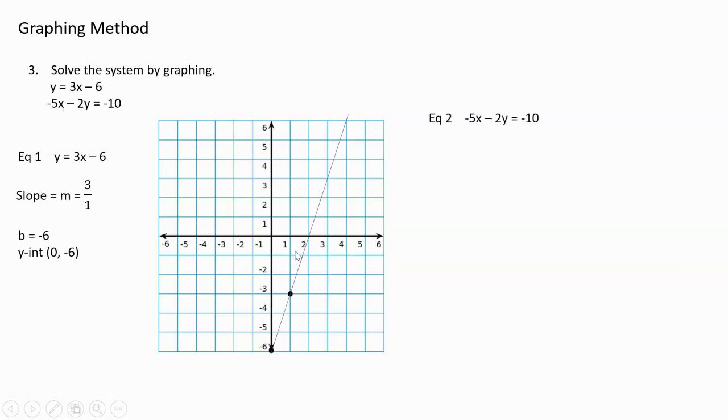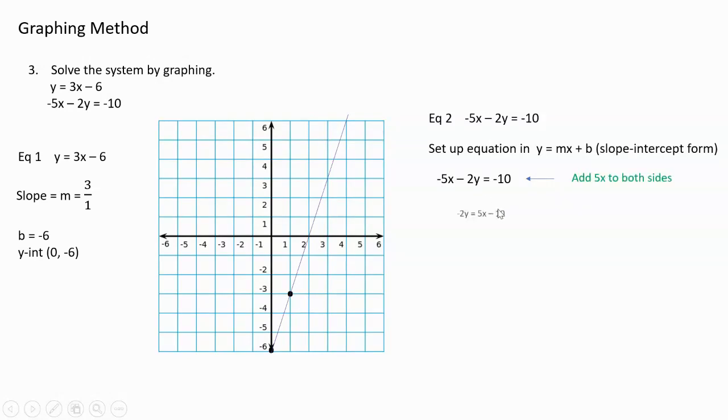Now for equation 2, it's not in proper form, right? So we have to put it in slope-intercept form to find my slope and my y-intercept. So let's put it in proper form. We're going to add 5x to both sides. We'll get negative 2y equals 5x minus 10. Then we divide both sides by negative 2. So this is the equation in slope-intercept form.